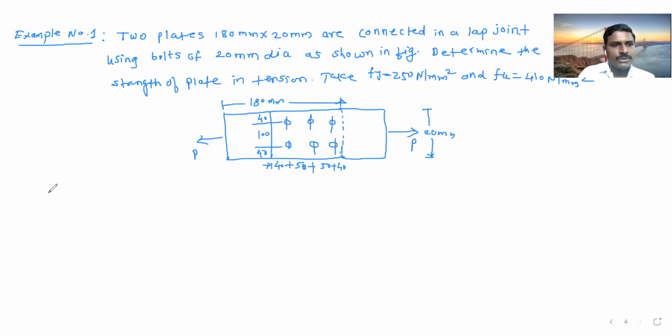Okay, so now we will solve this example. We will go step by step. If you follow the procedure, then there is no difficulty to solve this example, but you have to go step by step. So what is the first step?